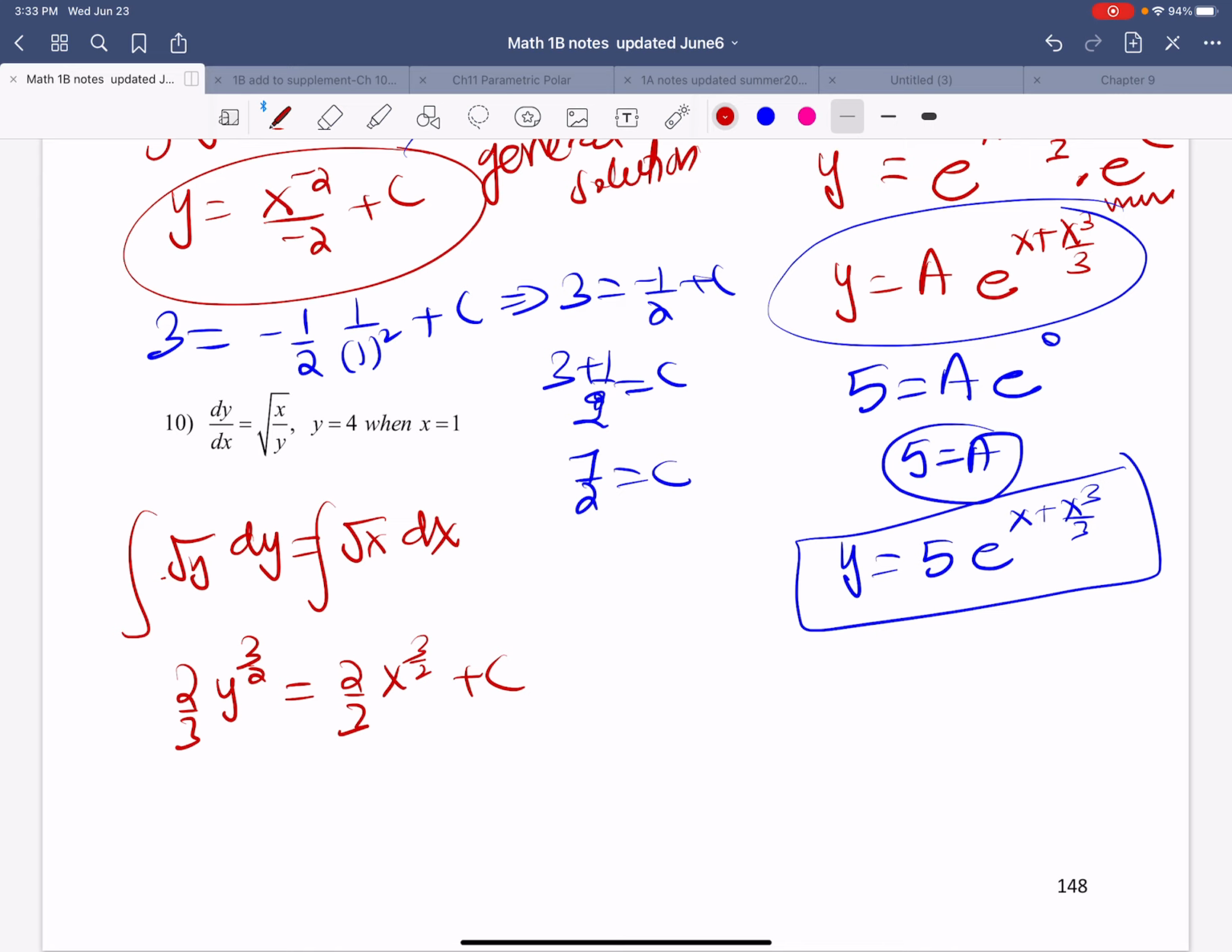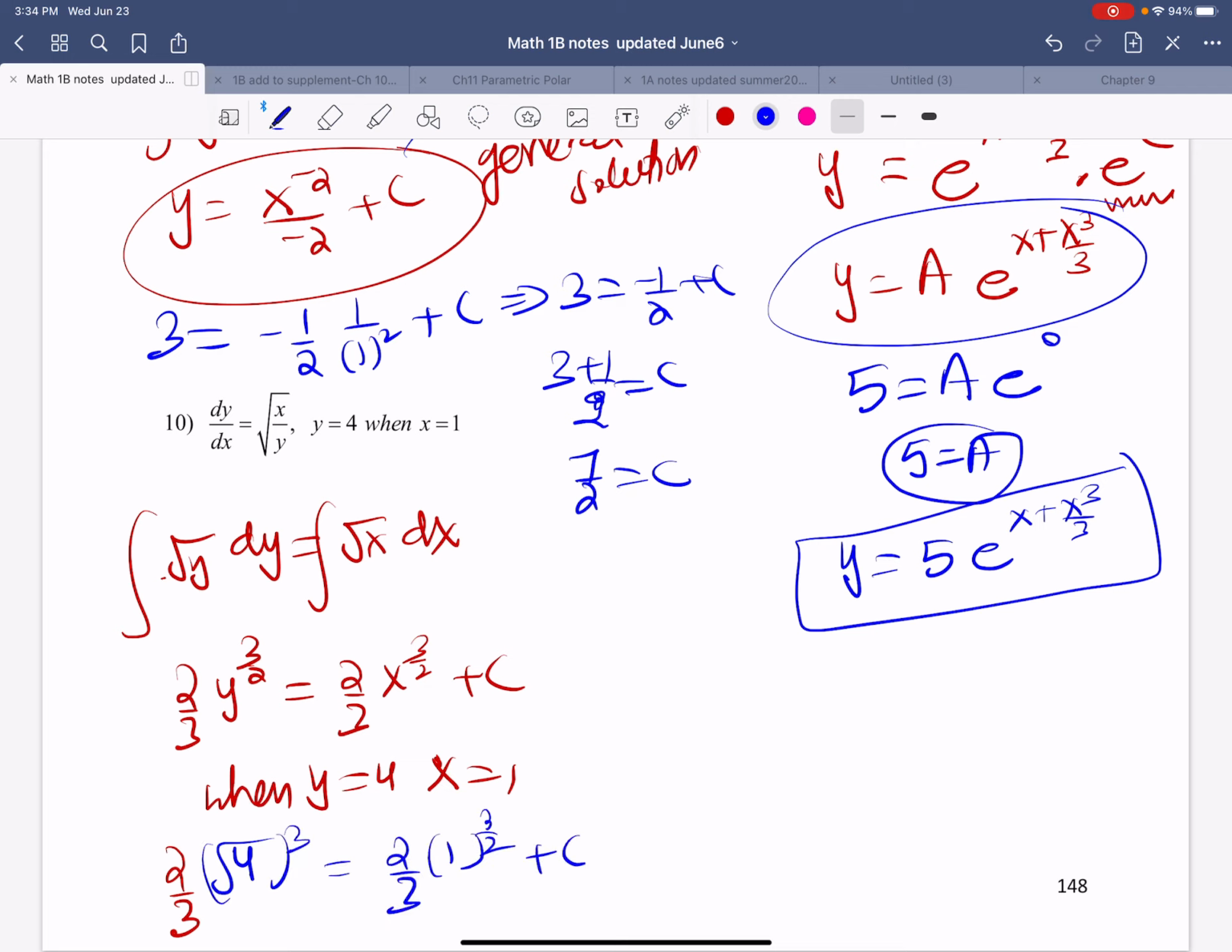Now we're going to plug in y as 4 when x is 1. Okay, almost there. Square root of 4 is 2. 2 to the third power is 8. 8 times 2 is 16 over 3, which is equal to 2/3 plus c. c comes out to be 16 over 3 minus 2/3, which is 14 over 3. That's my constant here, 14 over 3.